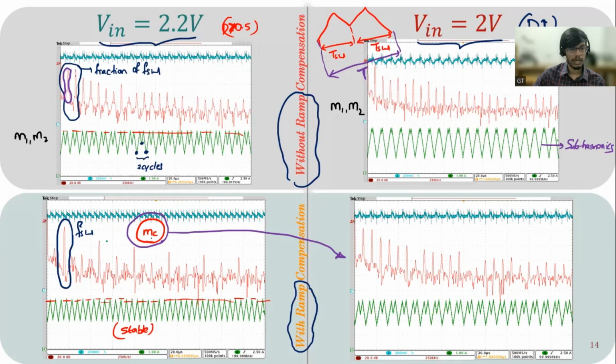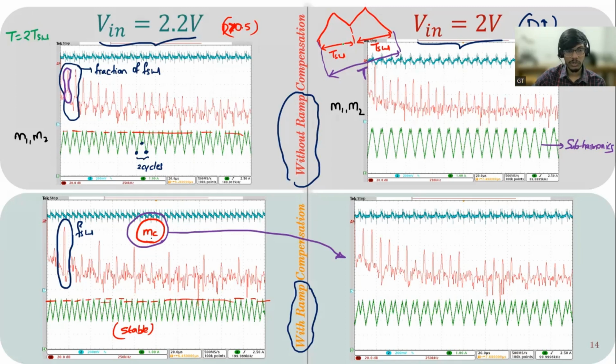Sir, you are saying that this is TSW, right? But the time period means it is an exact repetition of the waveform. Within TSW, the switching waveform is not repeating, right? Yes. That is because it has some stability issues, and that's why it is not coming to the same point. You are right.